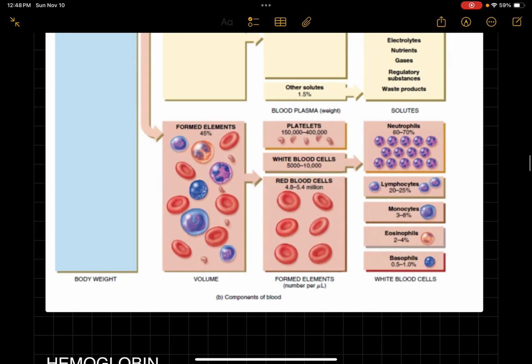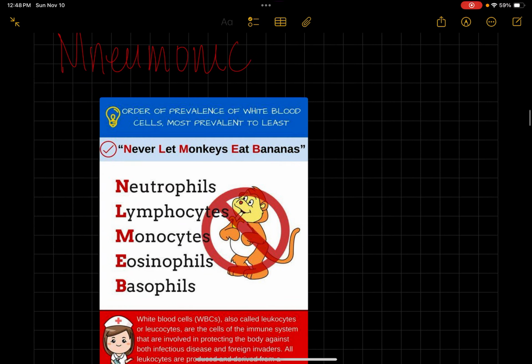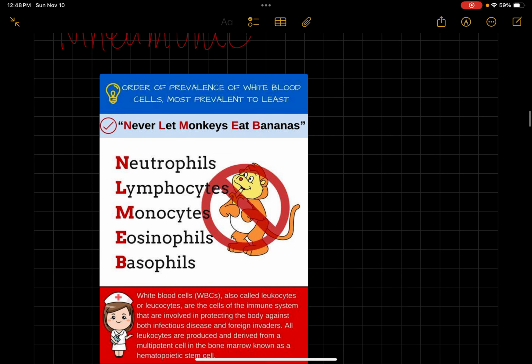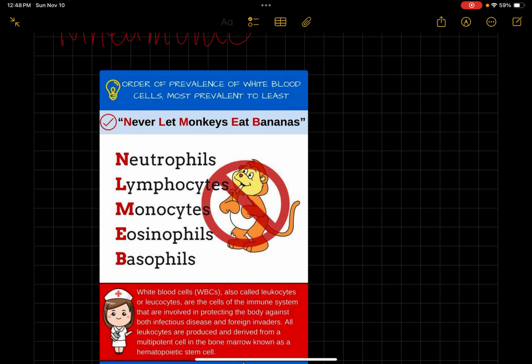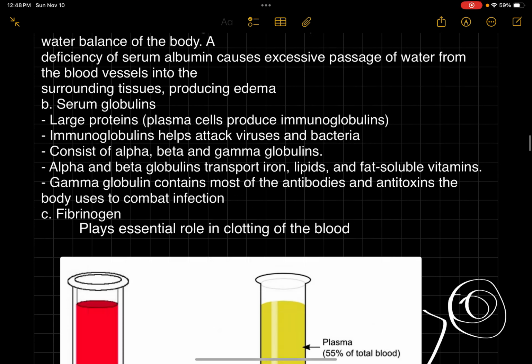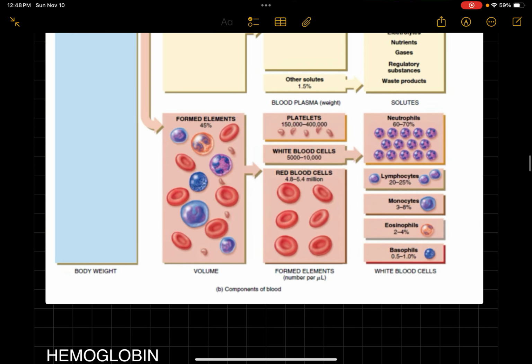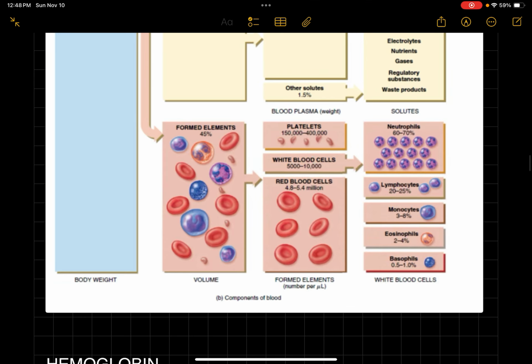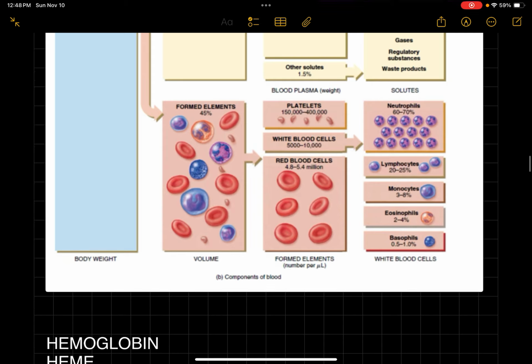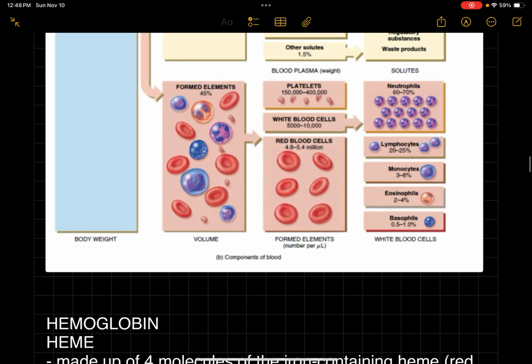In your white blood cells, we have a mnemonic for that. Our mnemonic is neutrophil, lymphocytes, monocytes, eosinophil, and basophil. Never let monkey eat bananas. Neutrophil consists of 60 to 70%, lymphocytes 20 to 25%, monocytes 3 to 8%, eosinophil 2 to 4%, basophil is 0.5 to 1.0%.